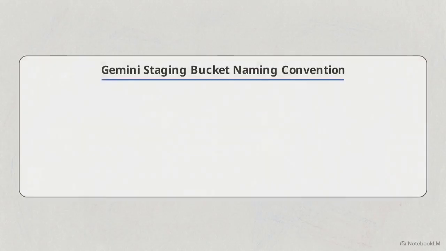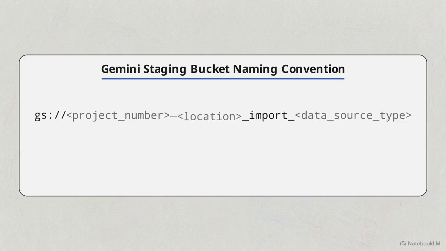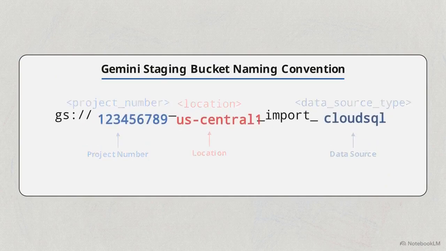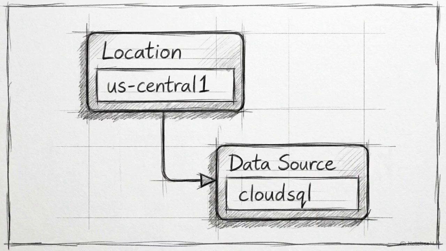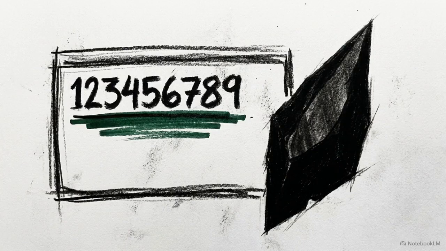This chart shows the highly predictable string format Gemini used for these staging buckets. It combined the project number, the location, and the data source type. The location and data source type are standard, easily guessed variables. To complete the string and squat the bucket, an attacker only needed the target organization's GCP project number, which is readily accessible using basic enumeration techniques.